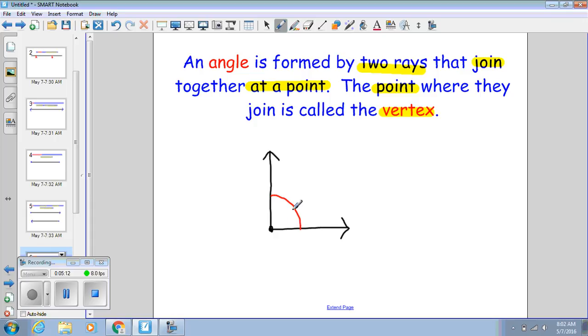You might have heard this angle called a corner before. So it forms a corner or an angle. The point that it joins, this point here, is called the vertex. That is the vertex. So I'm going to write vertex here. Vertex, angle. Let's go to our next word to know.